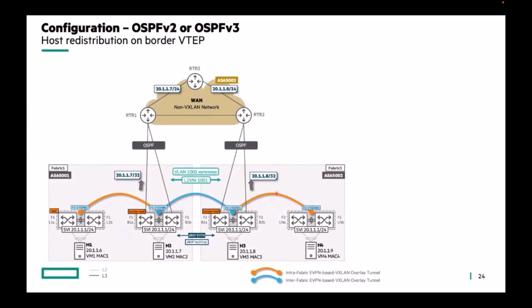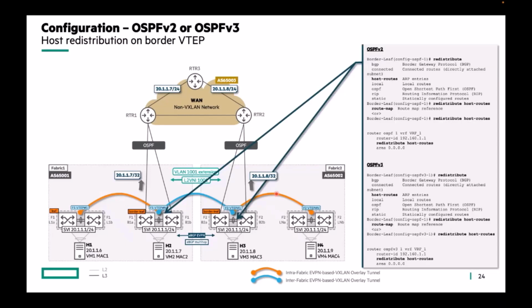With respect to configuration, I have already given you a glimpse of which context we are applying the redistribute host route command in. Just to have a context here, we are going to use this command on the border VTEPs only. On the border leaf, you will get into the OSPF router context, and then type in redistribute host route. You also have redistribute host route map, which I just talked about in 10.13. This is how it's going to look in the router OSPF context. Similarly for version 3.